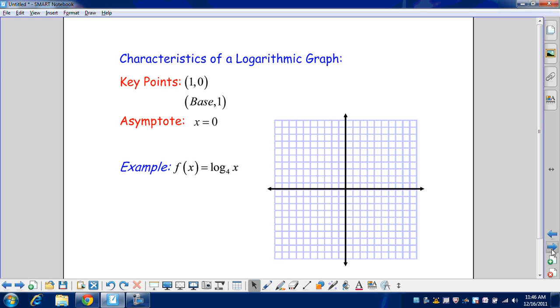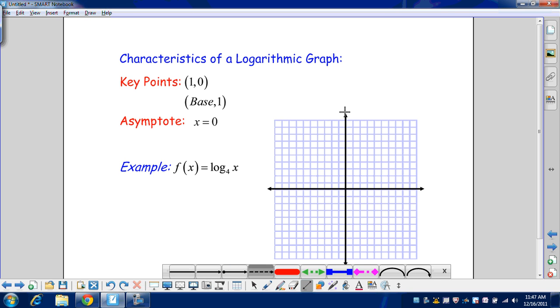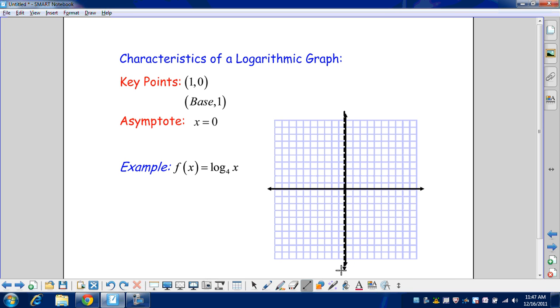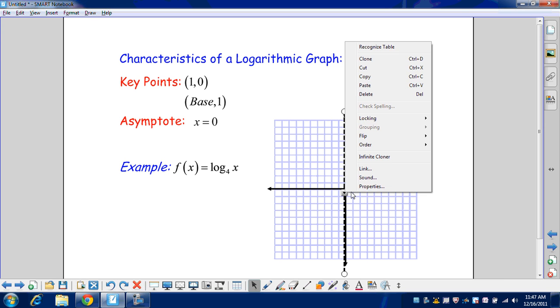So my key points are going to be (1, 0) and then whatever the base is, comma 1. And the asymptote will be a vertical asymptote at x equals 0. So let's take a look at this example, log base 4 of x. The first thing I want to do is go ahead and graph the asymptote. I know that my asymptote is going to be x equals 0, so essentially right on top of the y-axis.